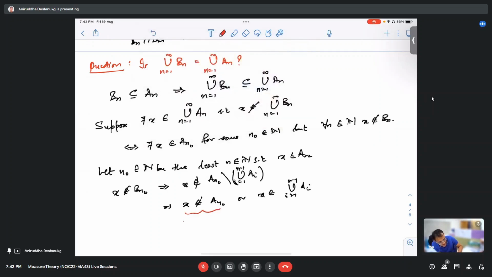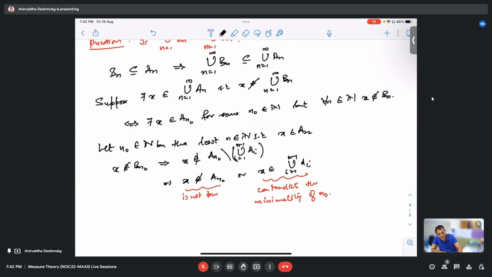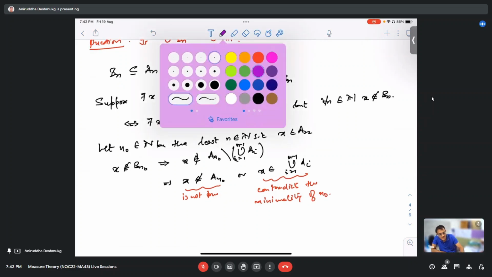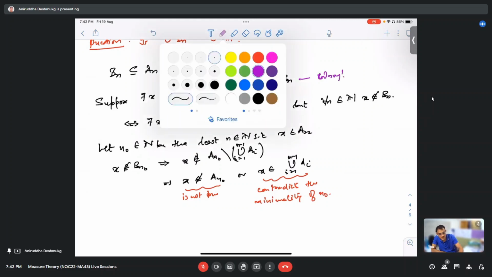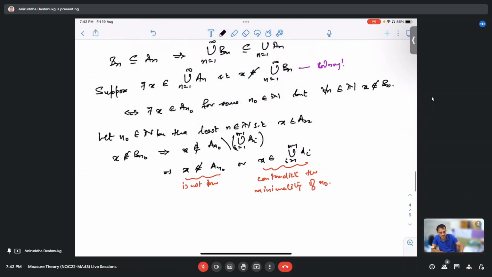This I know is not true, and this thing contradicts the minimality of n naught. Okay. So therefore, such a thing cannot happen. This assumption is wrong, and if this assumption is wrong, then the two sets must be equal.